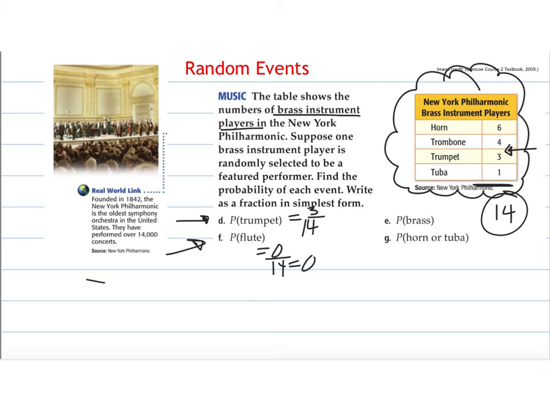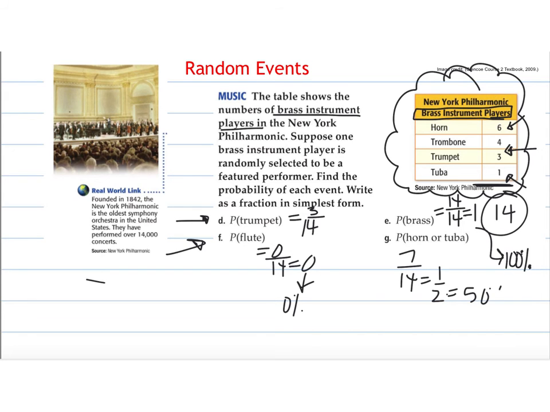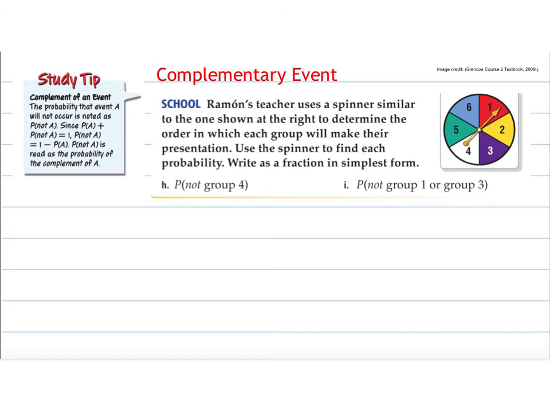The probability of picking a brass player, well, we can see that they are all brass players. So any one of them is a brass player. So it would be 14/14, which equals 1. That's my fraction in simplest form, which would be a certain event, and that would be 100%. This one, we could write as 0%. And then the probability of horn or tuba. So there's 6 horns, 1 tuba, so it would be 7/14, which would be 1/2, which we know would be 50%.